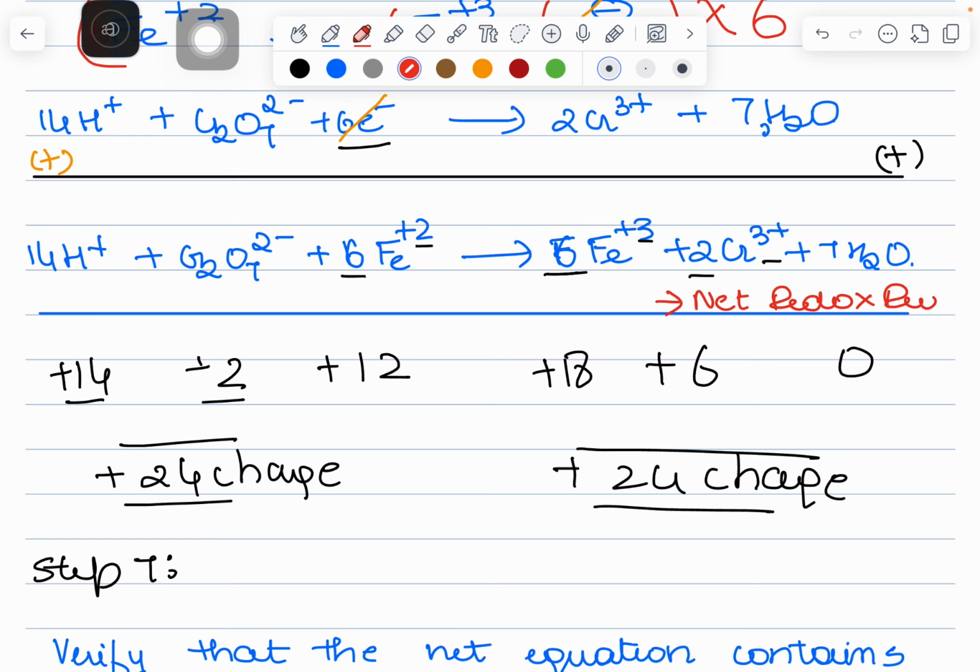Hope it is clear. In the next video we will deal with how, using the ion electron method, a redox reaction is balanced in basic medium.